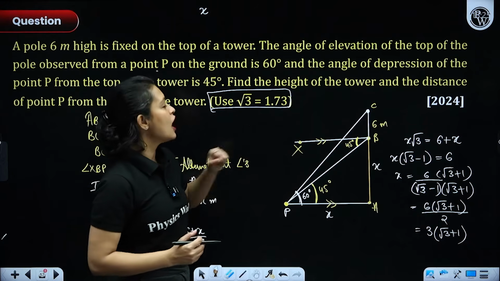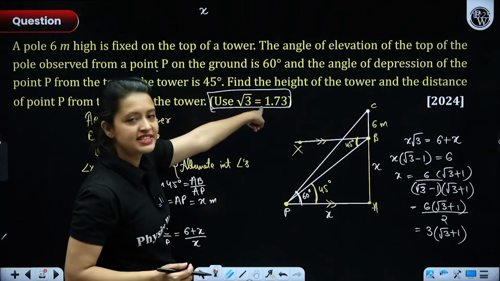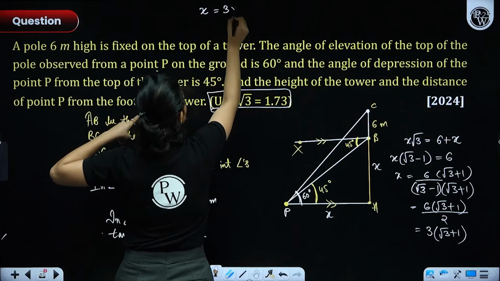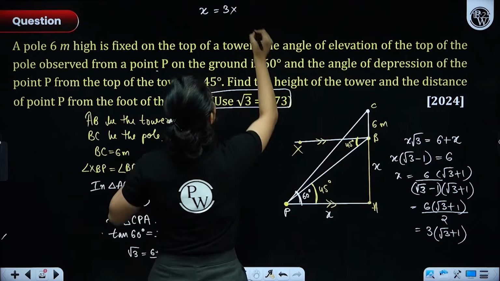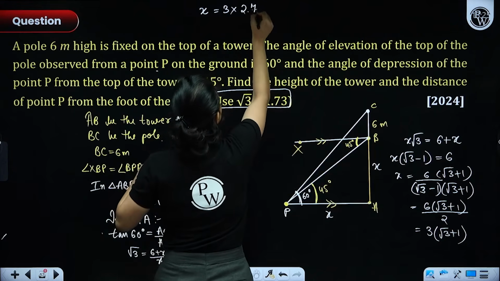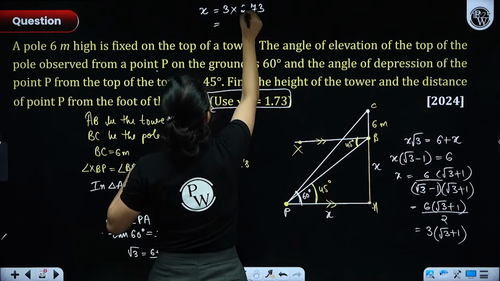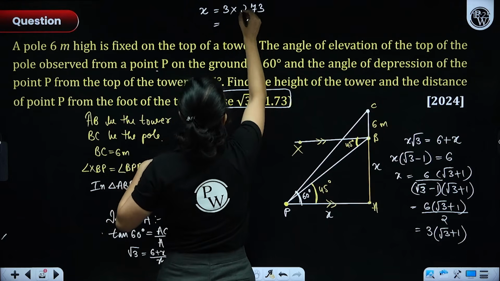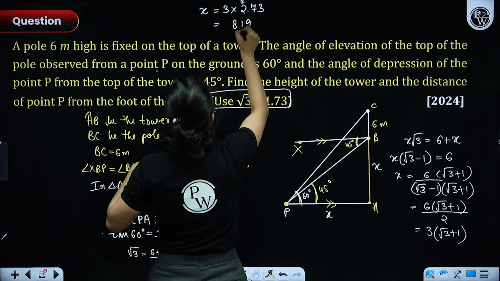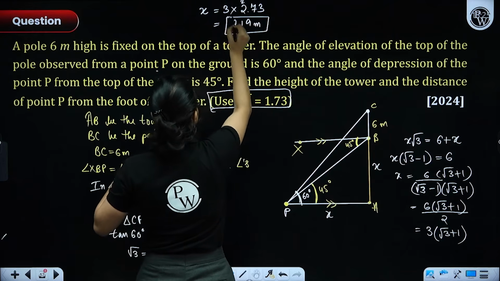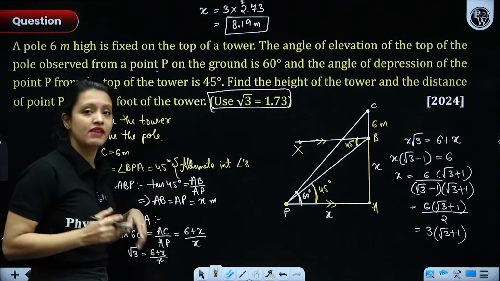Now plug in the value of root 3 as 1.73 and let's see what we are getting. So x is equal to 3 into (root 3 plus 1), which is 2.73. Now let's multiply and see what we are getting. 3 into 3 is 9, 7 3s are 21, 21, 2, 8. So 8.19 meters is the answer. This is the value of x.